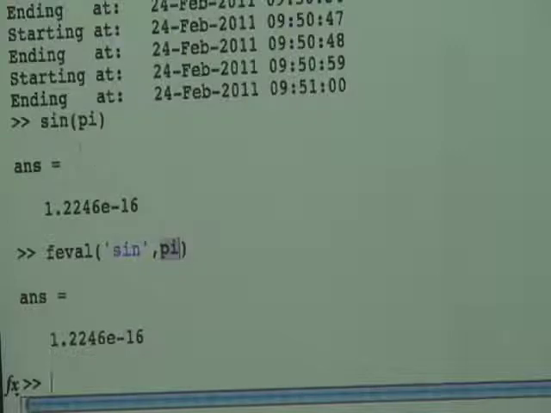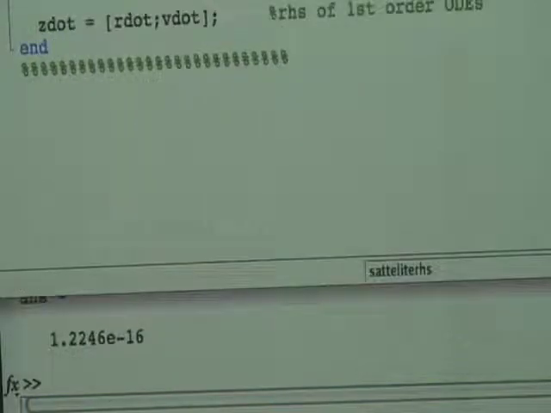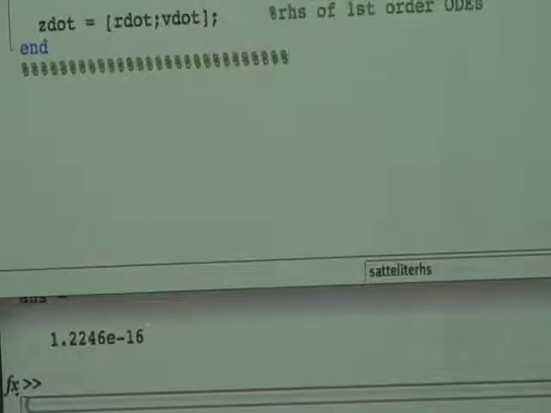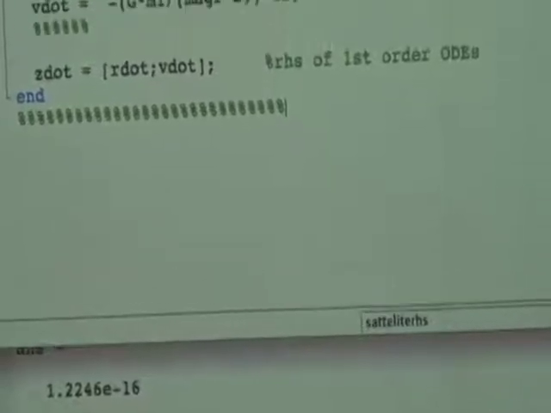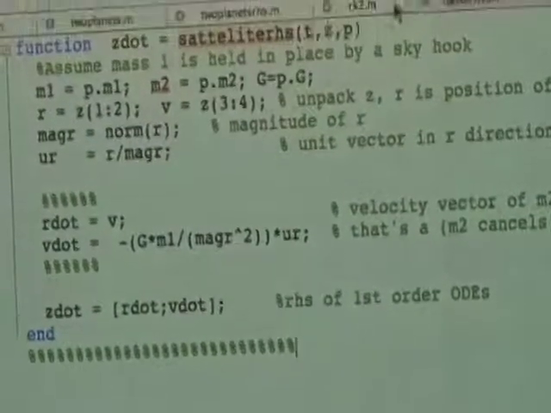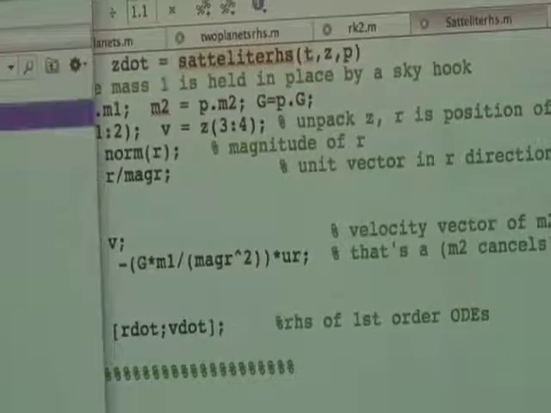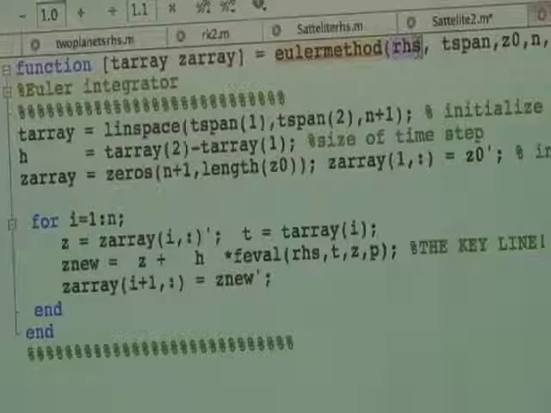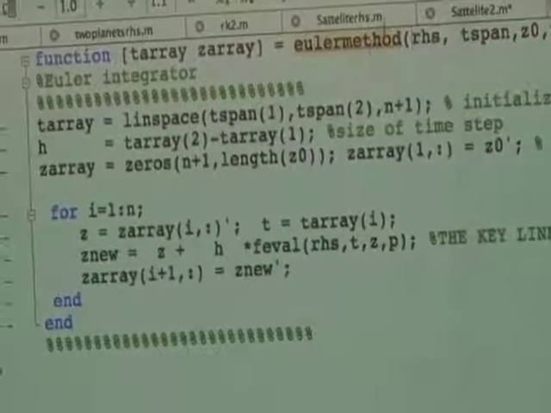Now, why would you want to do that? Because, for example, over here, we have our satellite right-hand side. We want to call that from our Euler method. But we might want to solve different problems with Euler methods, so we say whatever problem we're going to solve, it's going to be in this text string right-hand side. So we set up the problem, we say the differential equations are in this thing called satellite right-hand side. We pass in the text string satellite right-hand side when we call the program.